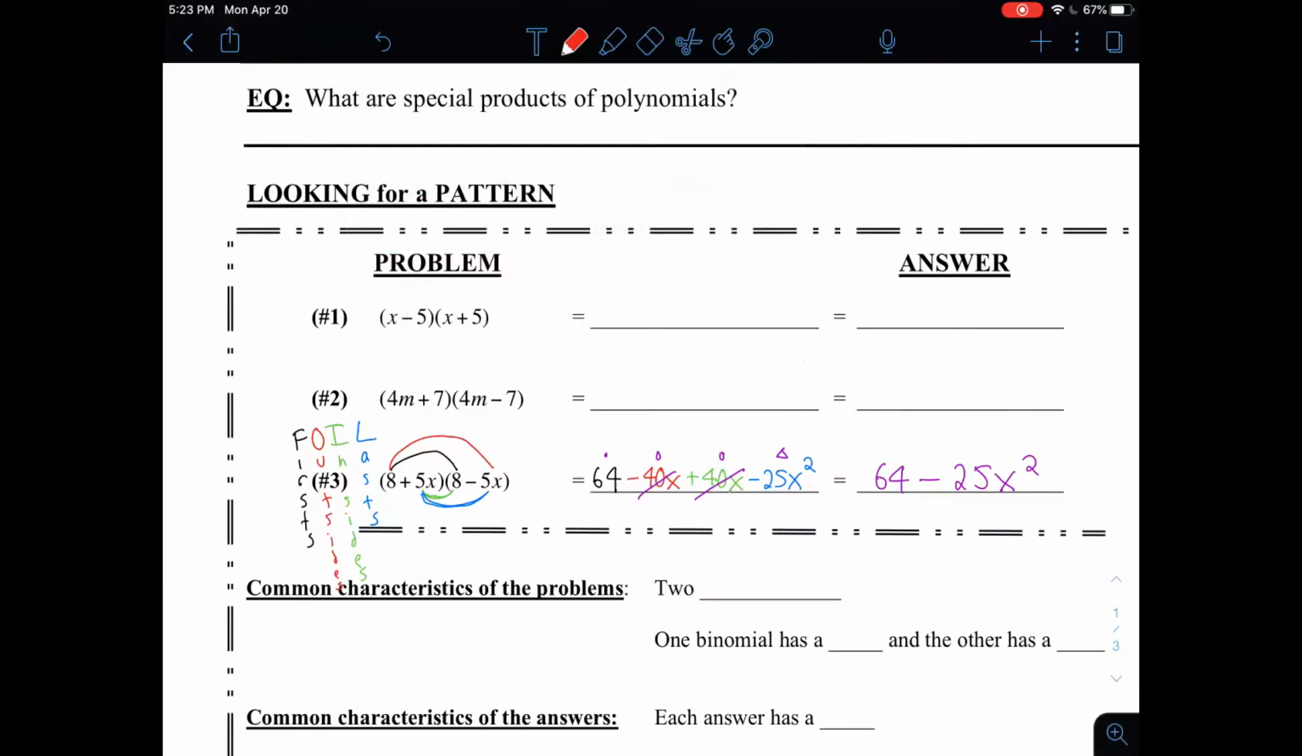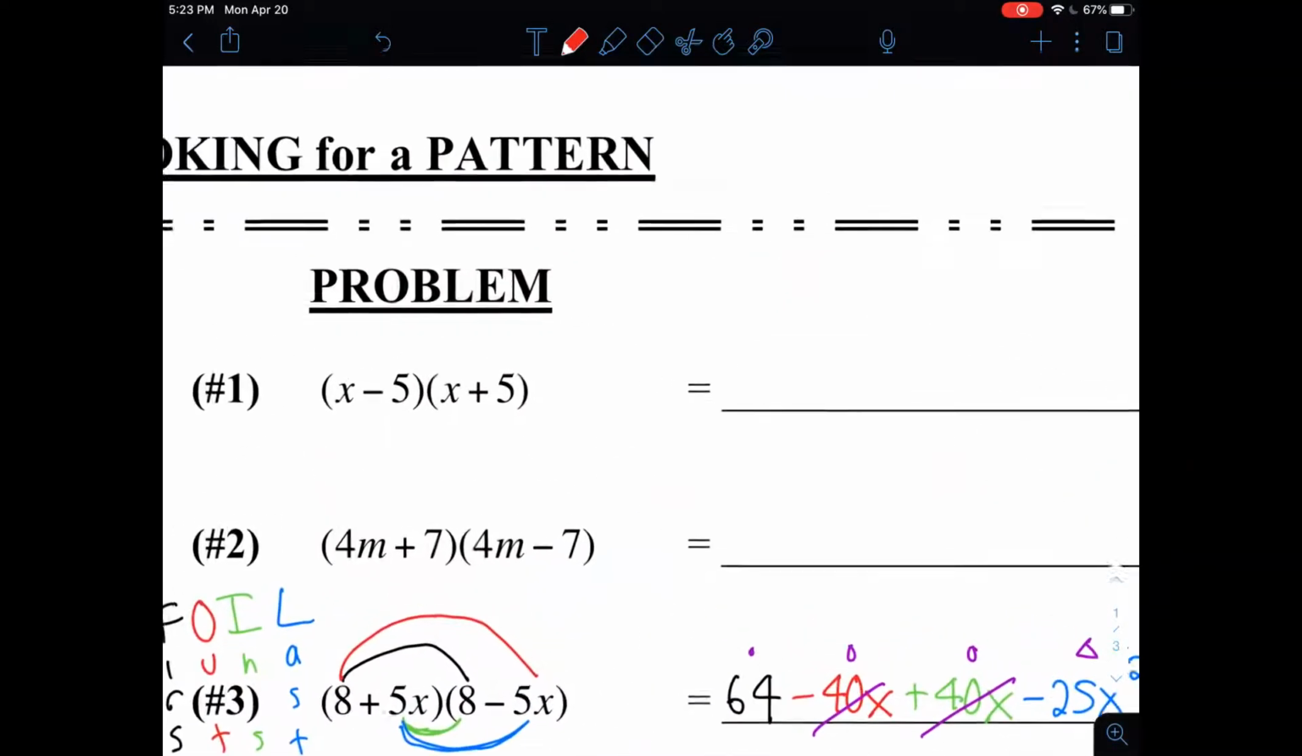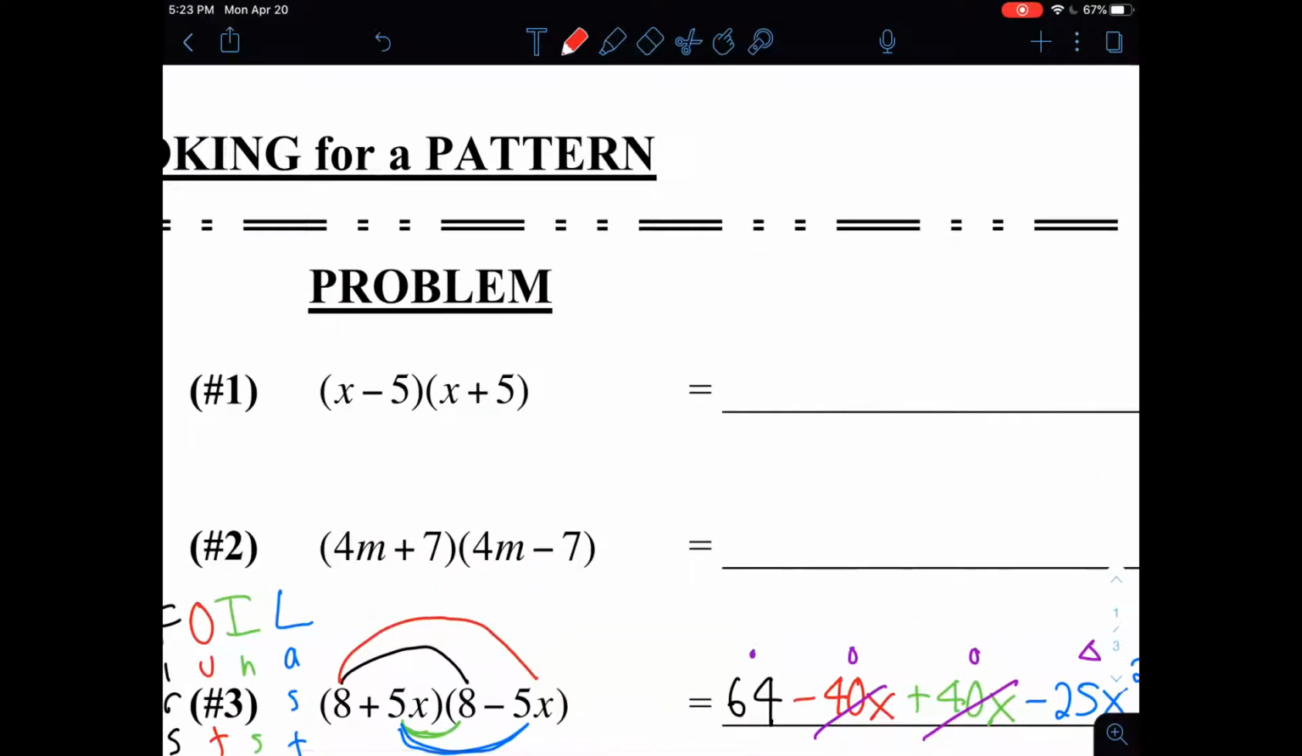Okay, let's go ahead and do number 1 together. I'm not going to jump between colors anymore. We're going to hopefully get in the habit of knowing how to do this, okay? So we're going to do x times x and then x times 5. What is x times x? X squared. What is x times 5? 5x. Then we do negative 5 times both things in the other parentheses.